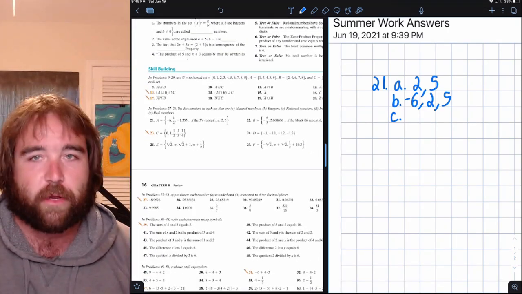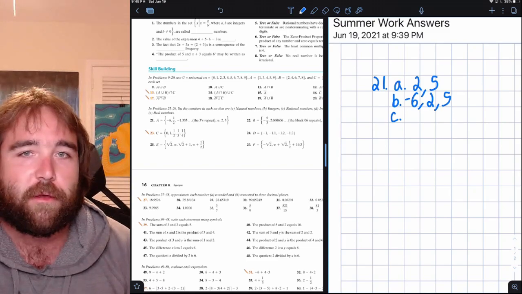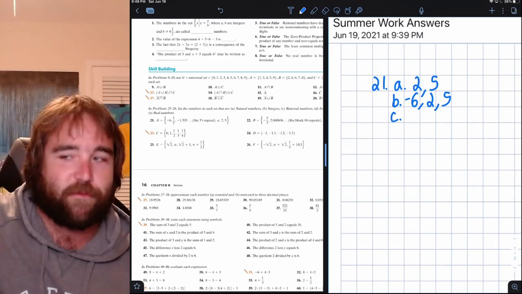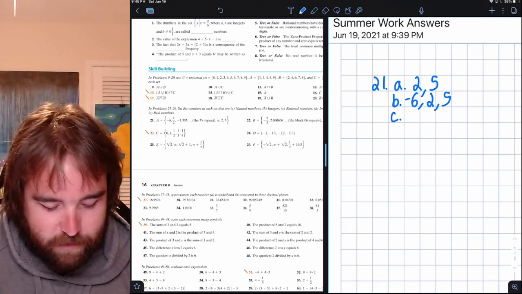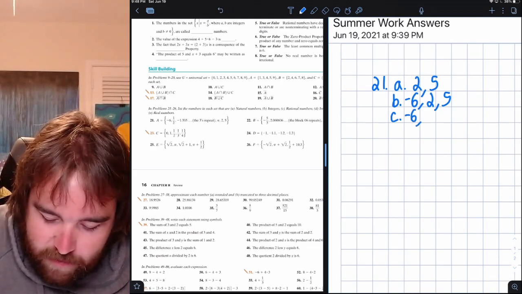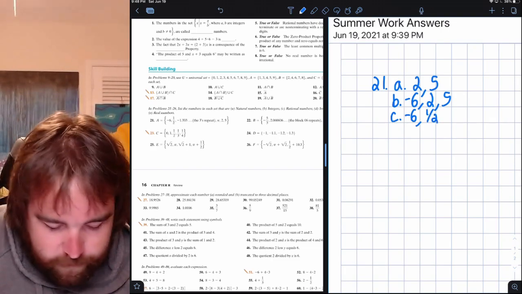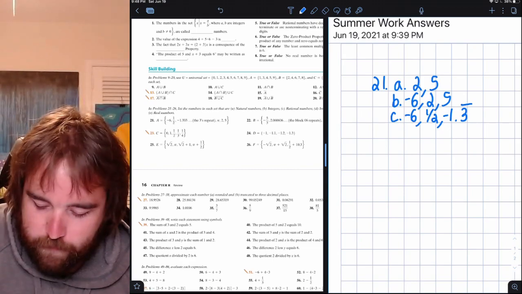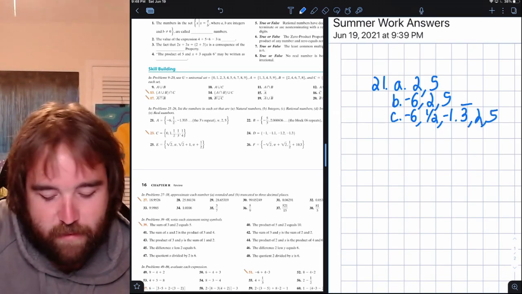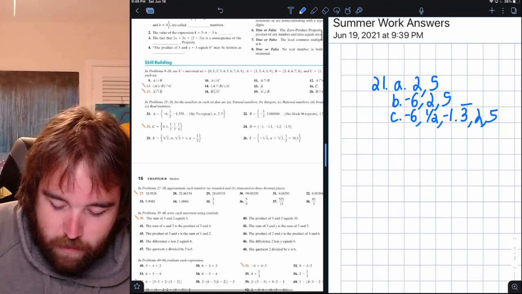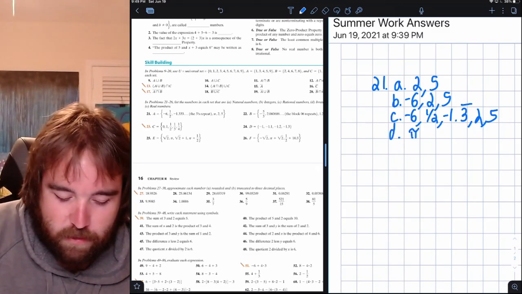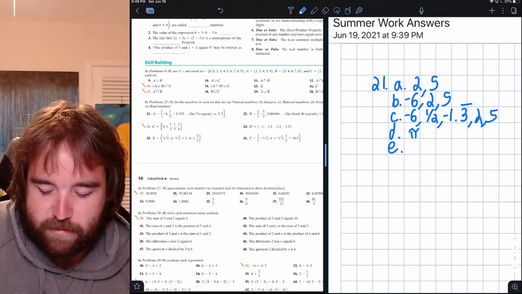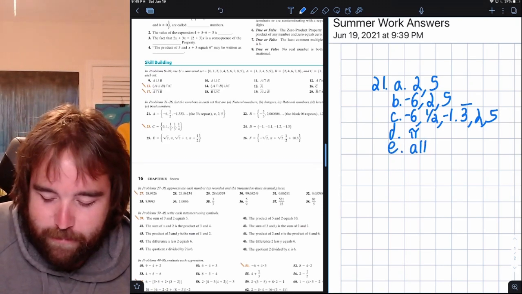And then we got C, the rational numbers. So those are the ones that can be written as a fraction with non-repeating decimals, or repeating decimals, but not infinite decimals going out forever. So that's going to be -6, 1/2, the -1.3 repeating, the 2 and the 5, everything but the pi. D, the irrational numbers, well, that's actually just the pi. And then E, the real numbers, that's all of them. The real numbers are just all the numbers.